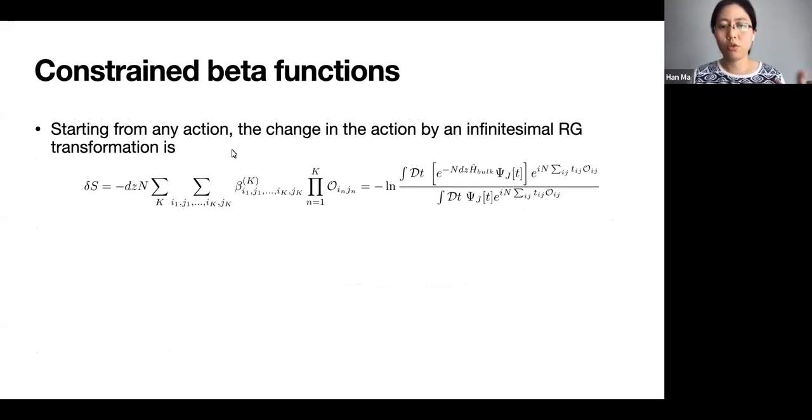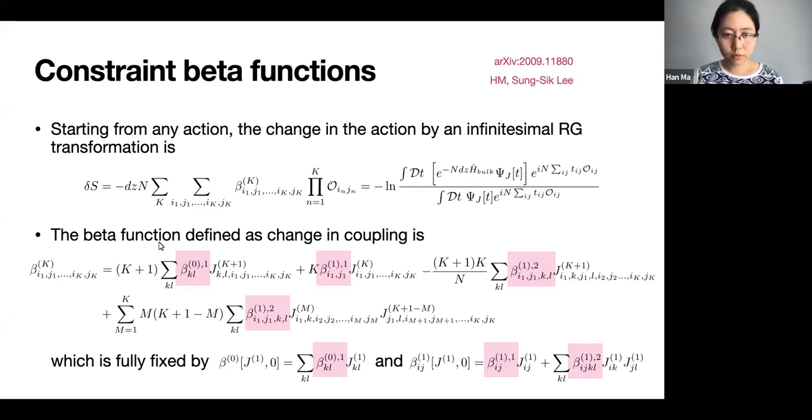So suppose we start from any action, including any O(N) invariant terms in that action. The change in the action by an infinitesimal RG transformation is encoded in the beta functions for these general O(N) invariant terms. Here, the beta functions are labeled by the subscripts as lattice sites of these O(N) invariant operators. And K is a superscript, meaning the beta function coupled to the product of K fundamental operators. By doing quantum RG, we know the changing action is encoded in the time evolution of some wave function, encoding the initial couplings. And then this equality would give us the expression of the general beta function.